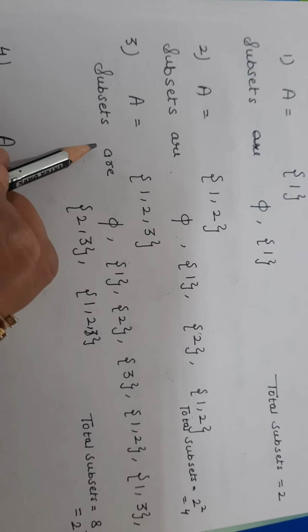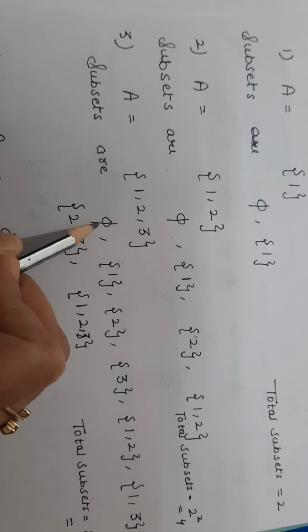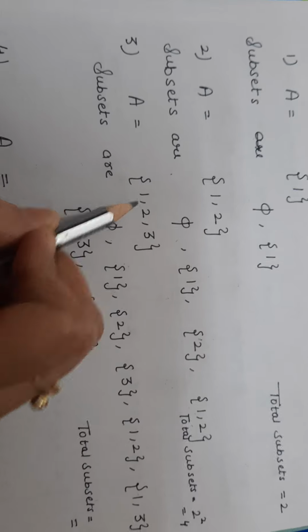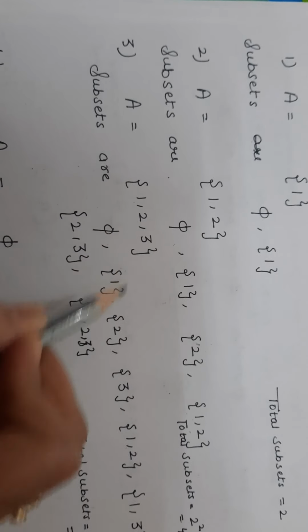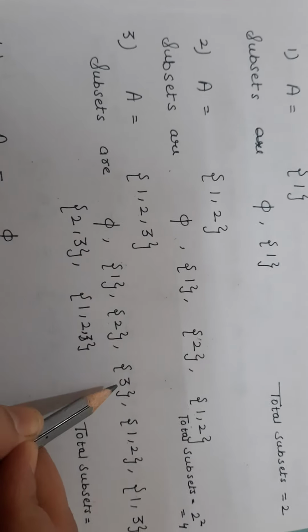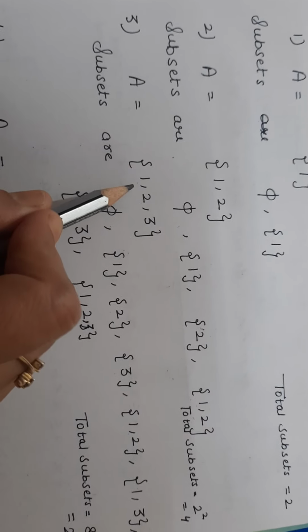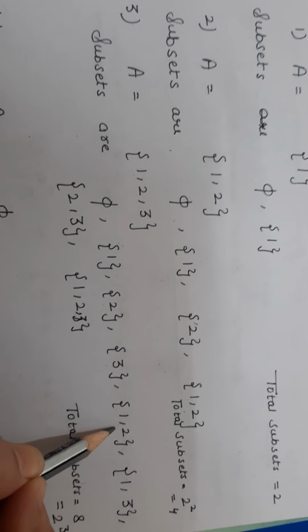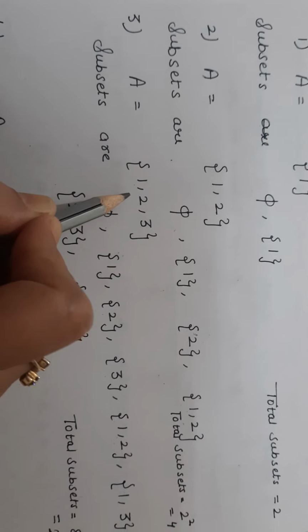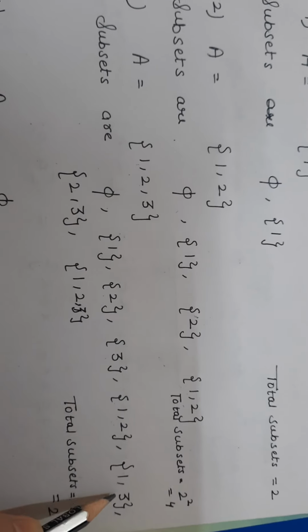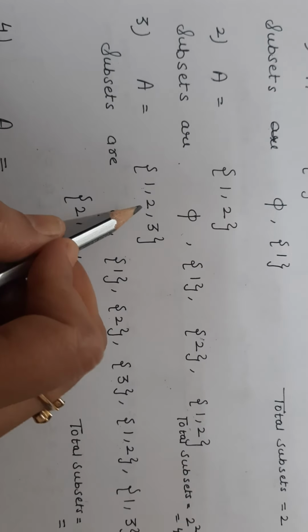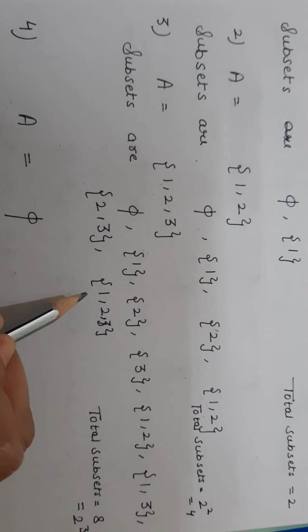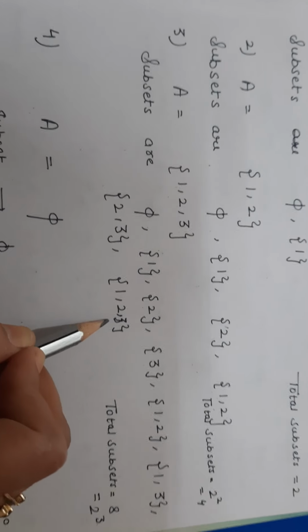The third part, let set A contain three elements 1, 2 and 3. Now you have to write all its subsets. So we begin with phi. Next subset will be singleton set {1}. Next is singleton {2}. Next singleton set {3}. Now start pairing two elements. Set {1, 2}. Clearly this is a subset of this set. Then {1, 3}. Right? Next subset contains two elements 2 and 3. And last, set A itself.